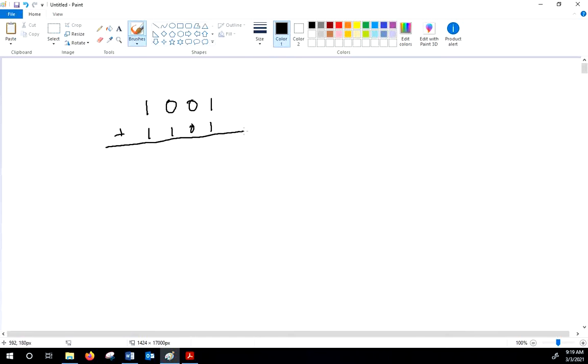Let's add these two numbers together. How would I do that? Well, 1 plus 1 is 2. But we don't have a 2. Do you remember what 2 was? 2 was 1, 0. And 3 was 1, 1. So 1 plus 1 is 1, 0.